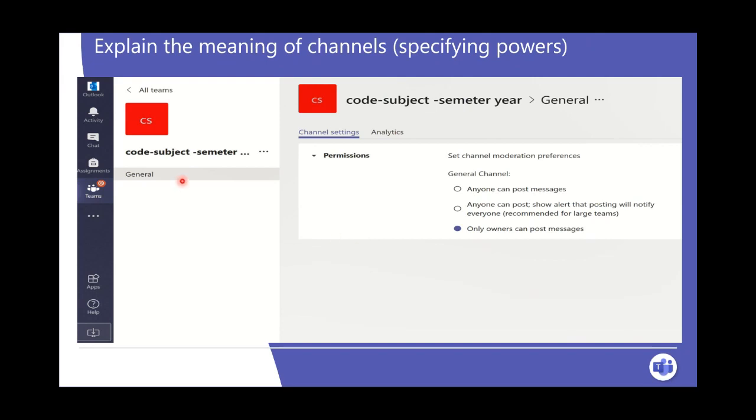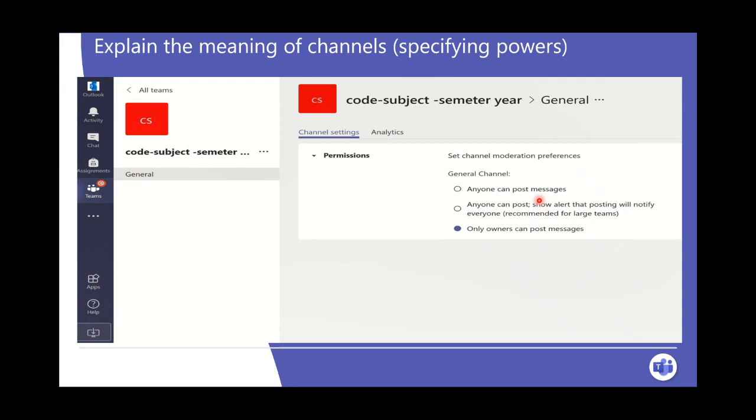So now we will press on General and we will customize the permission. How will we customize the permission? When you select channel settings, you will have the word permission, and rather than selecting anyone can post the message, you will say only owners can post the message. What does it mean? It means that only you, as the owner of this group, can post the messages.